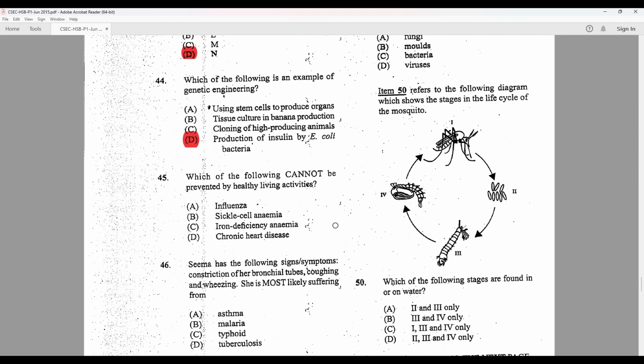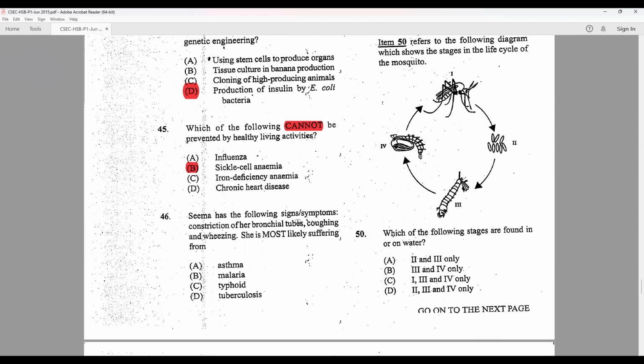Which of the following cannot be prevented by healthy living activities? Notice the cannot in capital letters. It's jumping out at us. Influenza, sickle cell anemia, iron deficiency anemia, chronic heart disease. Cannot is the word. So which of these is a genetic disease? Sickle cell anemia. No matter how much healthy living activities you take part in, once you have it in your genes, you have it in your genes. Seema has the following signs and symptoms: constriction of her bronchial tubes, coughing and wheezing. She's most likely suffering from asthma.